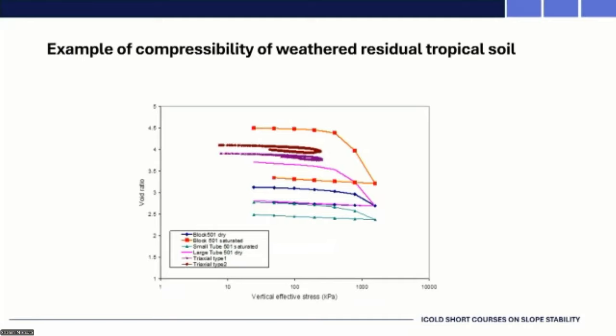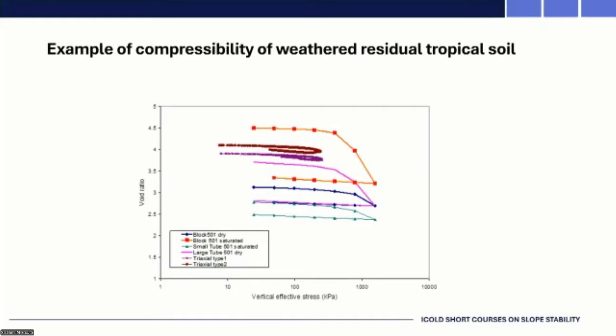Some of the lower results were from small diameter tube samples, Shelby tubes. So you've destroyed that structure. You are still getting maybe a pseudo yield stress, but it's not nearly as distinct. And you probably believe that your material is a lot more competent than it is.